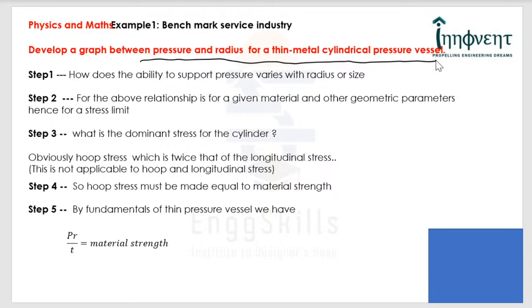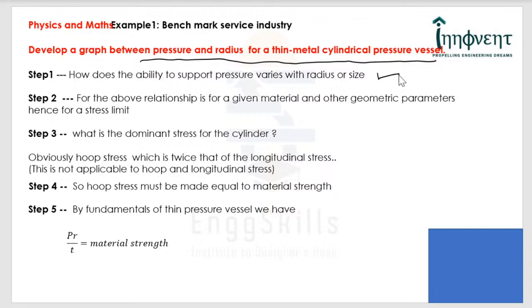a thin cylinder which is subjected to pressure, let's assume it to be a metal cylinder, how exactly the radius and the pressure are related? That means, does the ability of the cylinder to support pressure is determined by the curvature of it? Now, the first question that should come to your mind is, how does the ability to support pressure vary with radius or size?